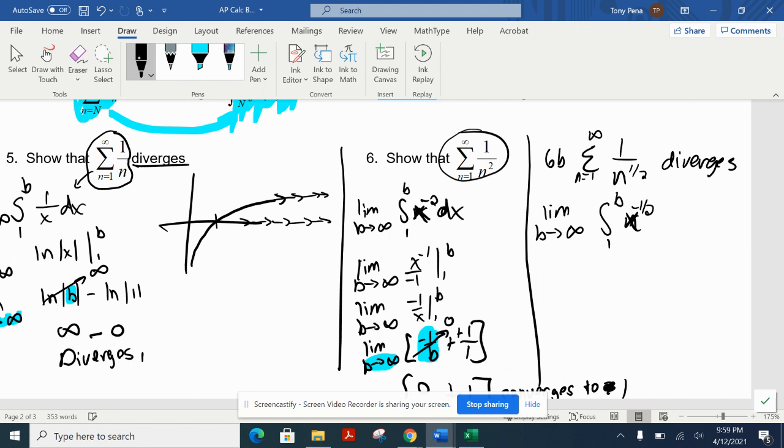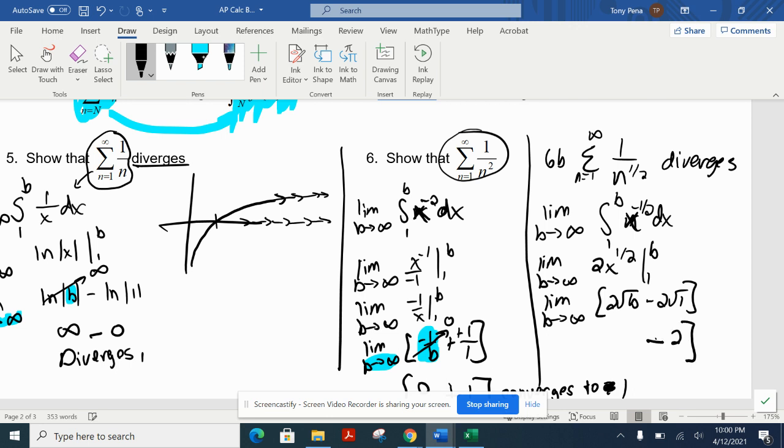Oops, make these x's. And then we're on our way here. So add 1 to that power. We'll get x to the 1/2. You're going to divide by 1/2, just say multiplying by 2. Plug in your upper limit. So I'm going to get 2 root b minus 2 root 1. We know over here, we're just going to get a minus 2.